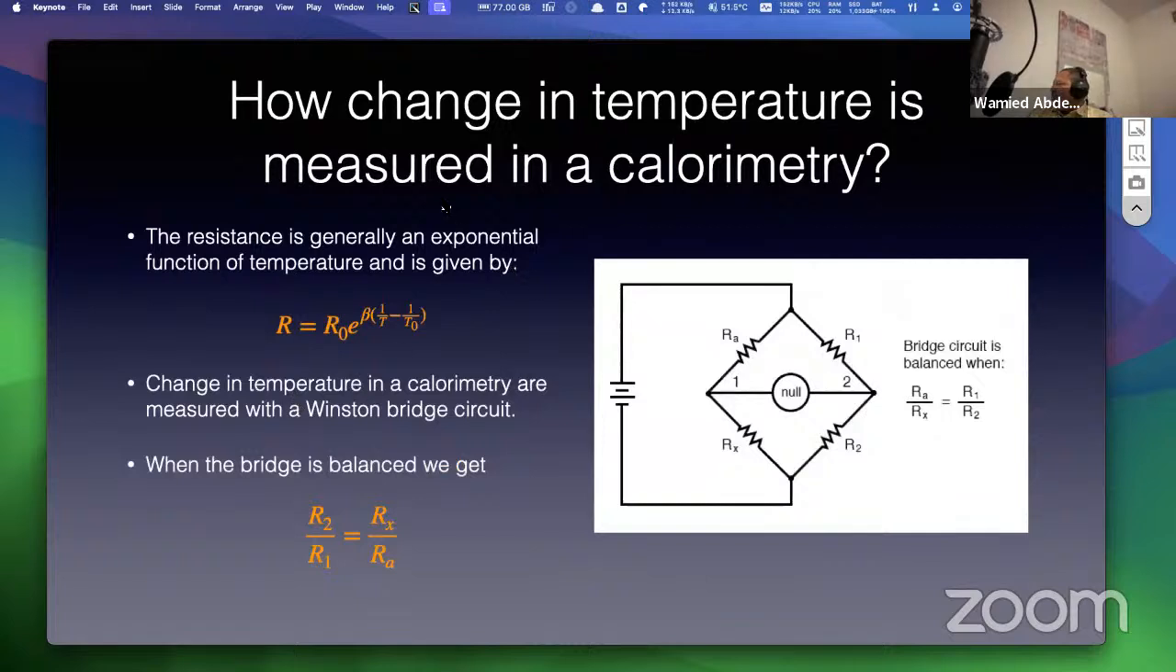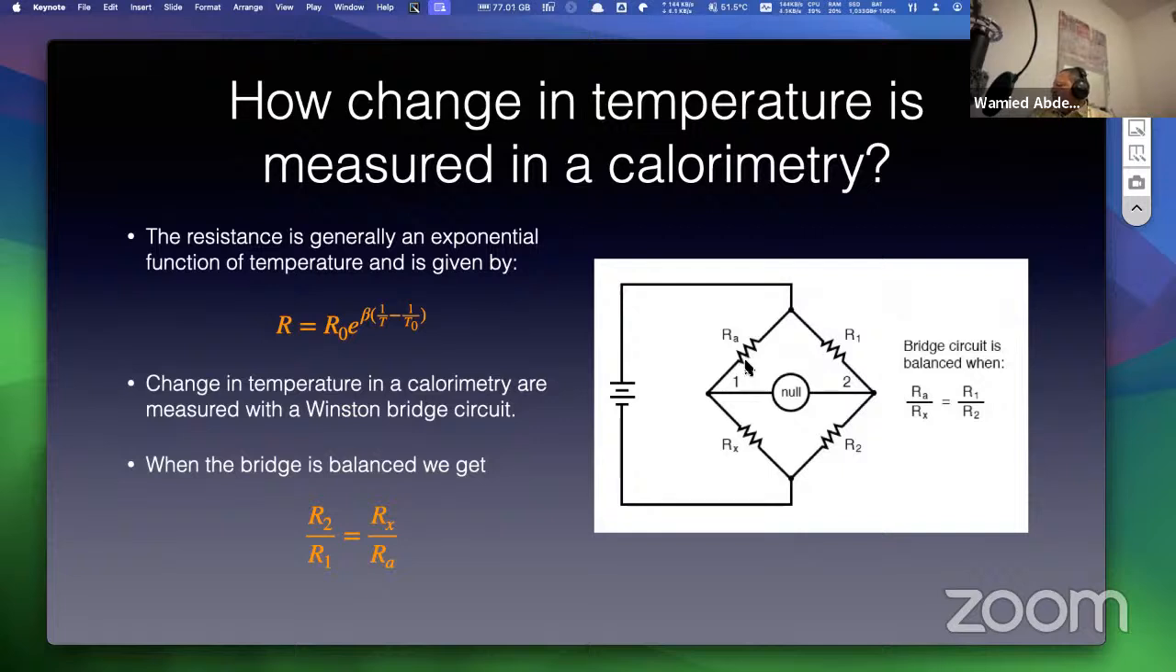So how do they measure this change in temperature? They use what's called the Wheatstone bridge circuit. Basically, we have a simple circuit like this. Here Rx is a variable resistance. We can change the value of this resistance. And this resistance is what we're going to put in water, in the place where we want to measure the dose.